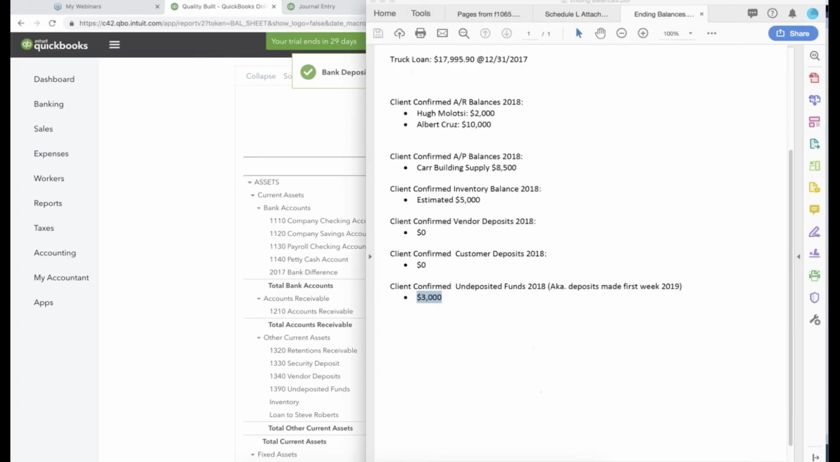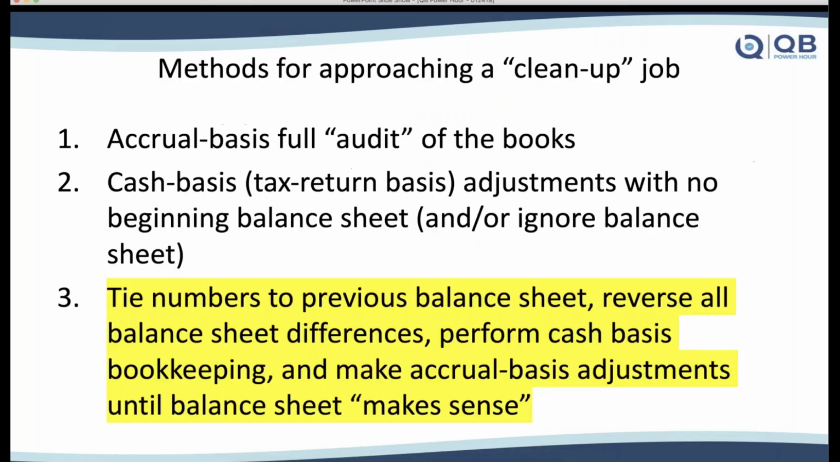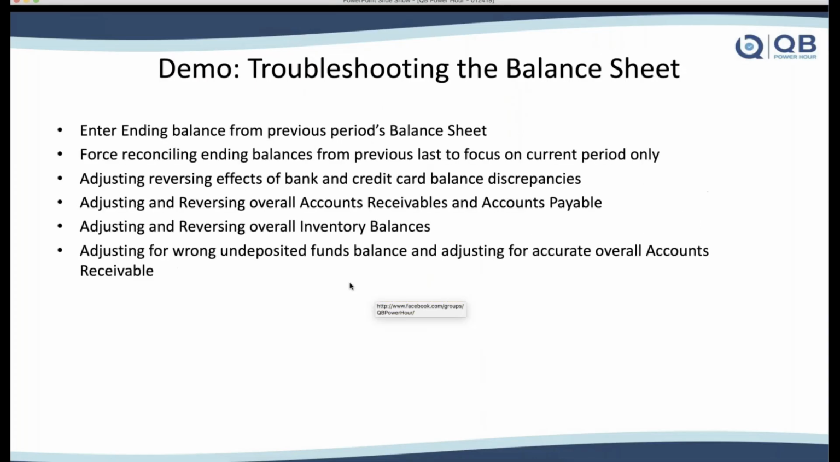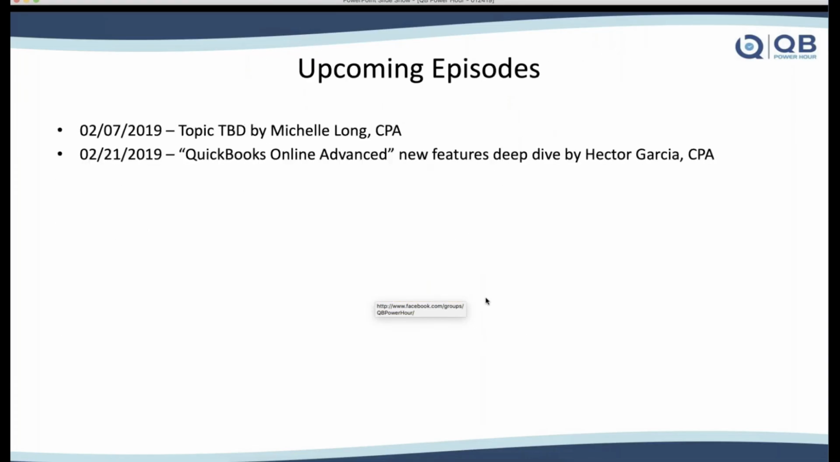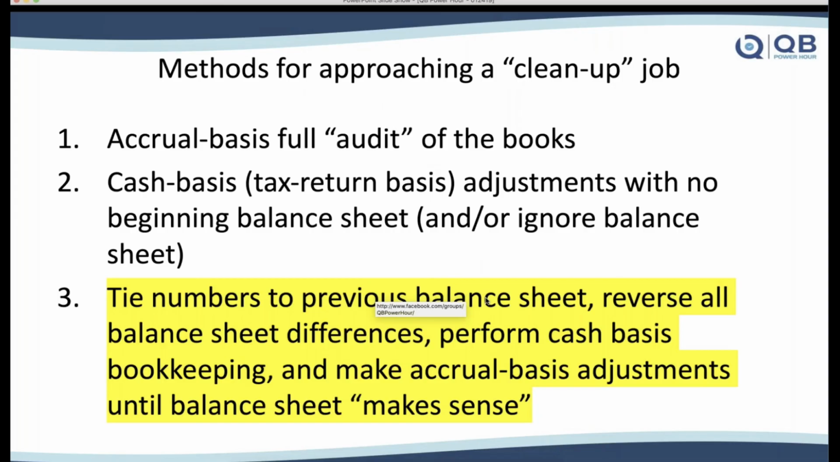Okay, and that's it. There are some details and nuances left out because of the time we have. There's some deeper research that we do to make sure that our undeposited funds is right. But I want to make sure that you know this is the assumption that we made. We tied the previous numbers to the balance sheet. We reversed all the differences that had to do with AP, AR, and the bank reconciliations. We did the cash basis of the bookkeeping, and then we made an accrual-based adjustment that makes sense. That means it made sense to the customer.